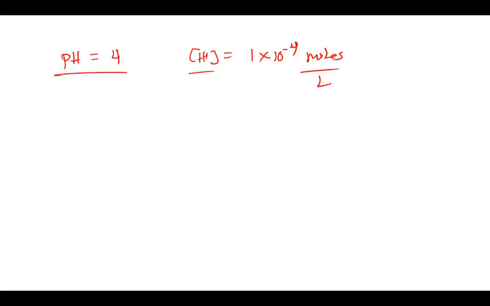Well, a lot of people know that pure water is pH 7, which is neutral. All right, so that tells us that the hydrogen ion concentration is equal to 1 times 10 to the negative 7th moles per liter. So here's water at pH 7, and here is coffee at pH 4.